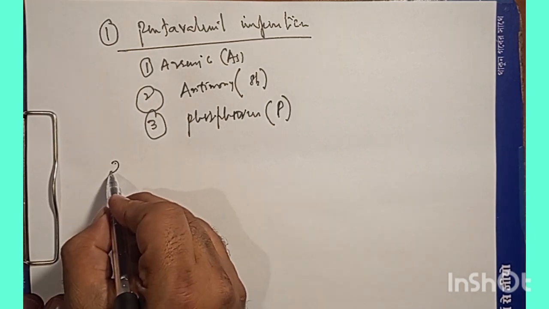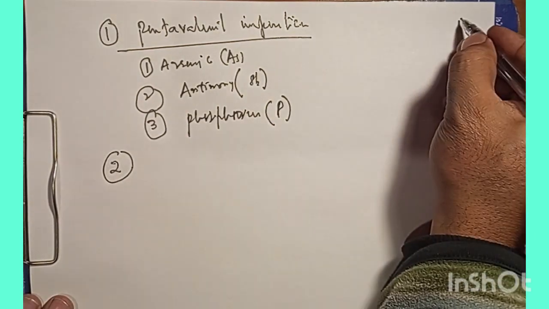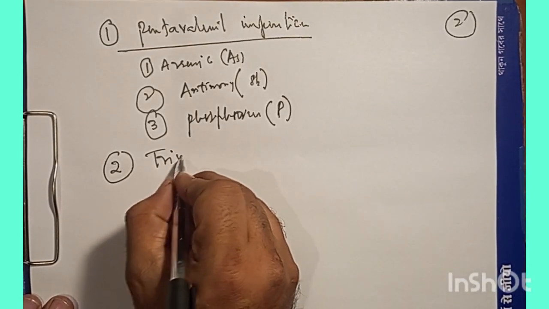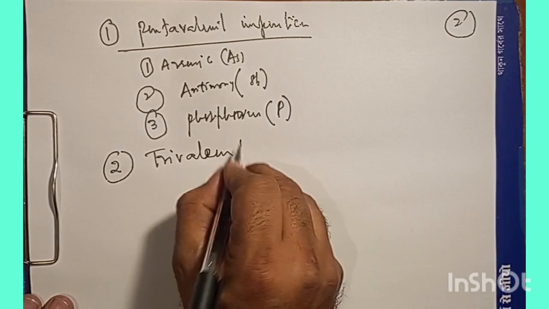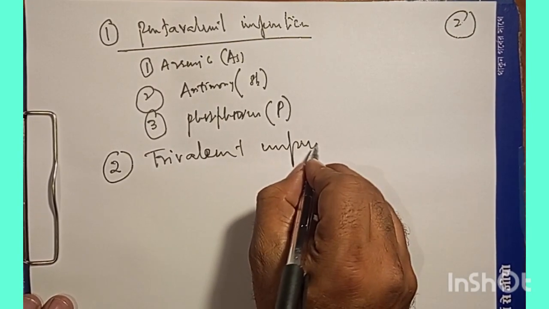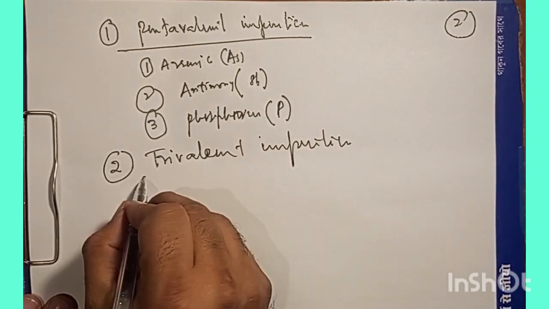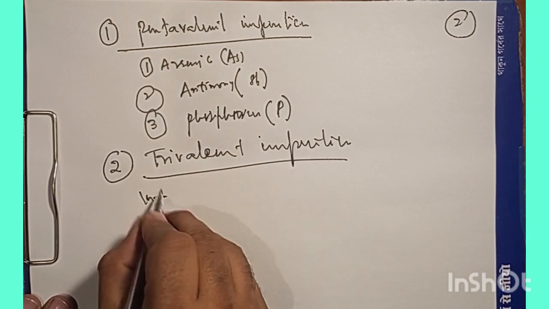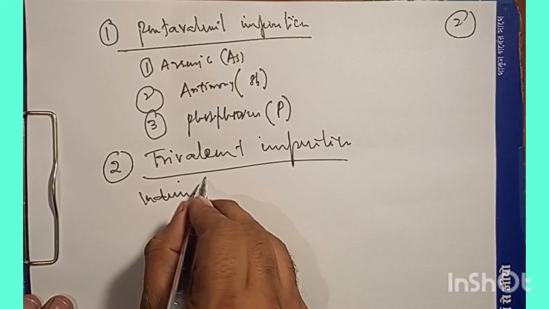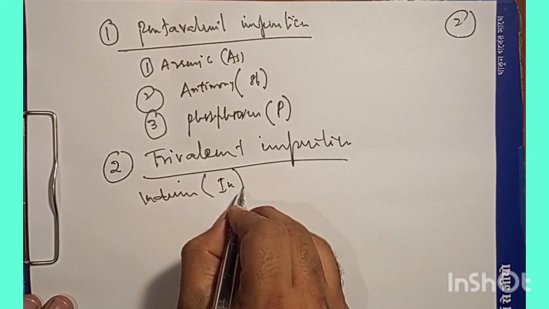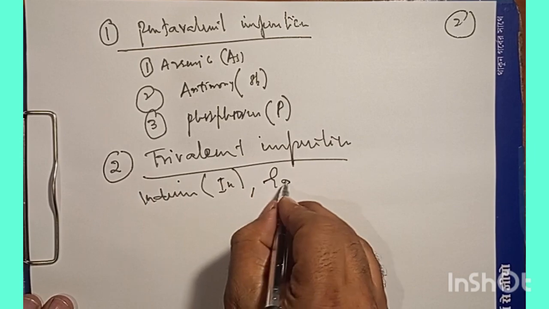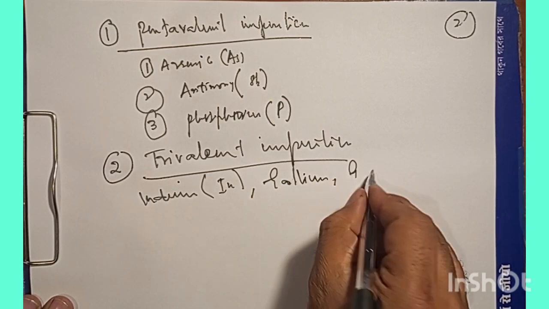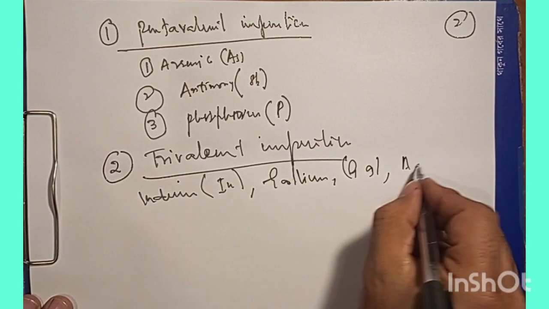And then the next class of impurities that we can think of are trivalent impurities. Now, the examples of these trivalent impurities are indium, gallium, and aluminum.